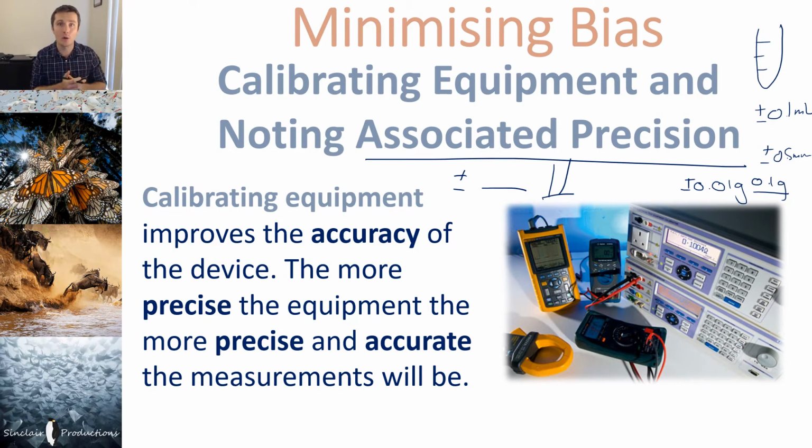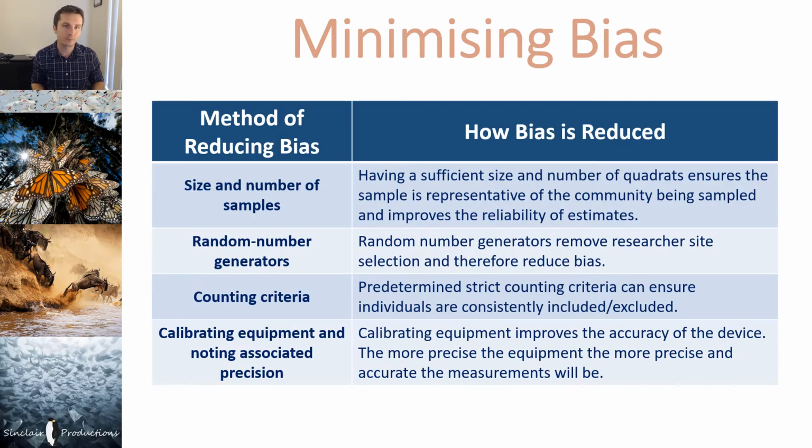So ensure your equipment's calibrated. That could be something you improved if you know it wasn't calibrated initially. And also you could note your associated precision as a source of potential error. And you could look at what devices have the highest precision to help ensure that your results are accurate and reliable. So these are basically a summary there for you guys on how you can minimize your calibrating equipment.